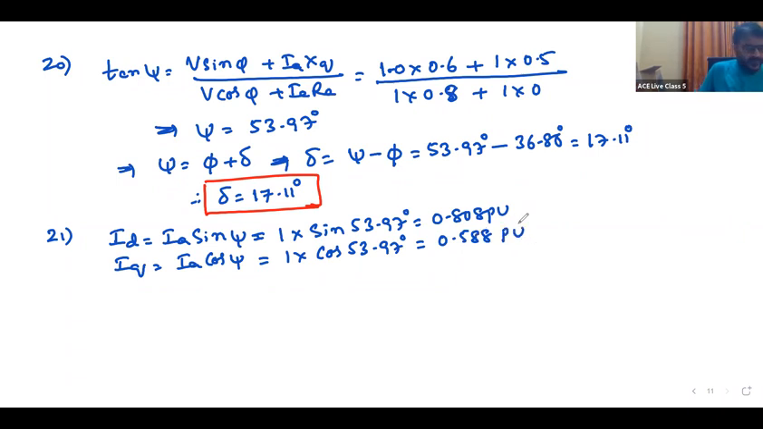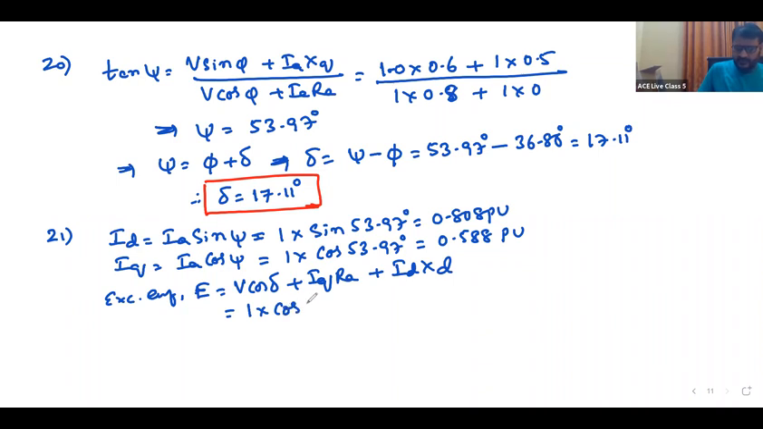0.588 per unit. Then the excitation EMF, E. E is equal to, we know that already, V cos delta plus IQ RA plus ID into XD. So V is 1 per unit. Cos delta how much? 17.11 plus IQ. IQ is equal to 0.588 into RA, 0 of course, plus ID. ID is equal to 0.808 into XD.